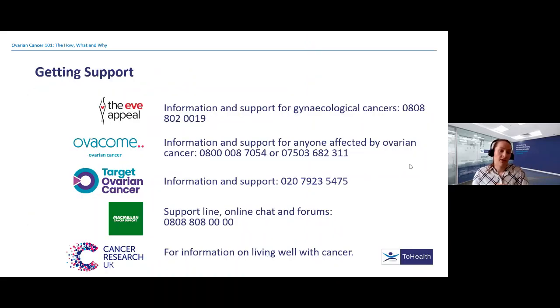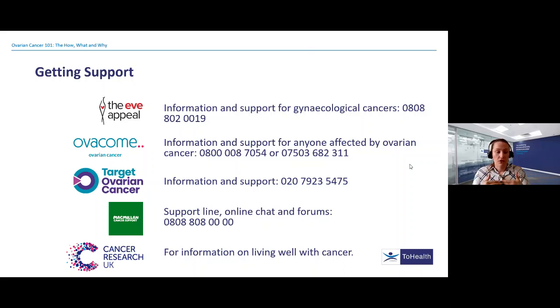So here are just some of those support mechanisms and support systems that I was talking to you about. Some of the organisations that you might find useful include the Eve Appeal. They offer information and support for anyone who's affected by gynecological cancers, and they can also provide information about cervical screening and for trans, non-binary and intersex people. You have Overcome and also Target Ovarian Cancer, both with some really useful support lines where you can talk to some of their specialist team.